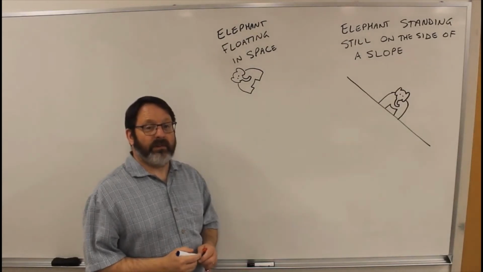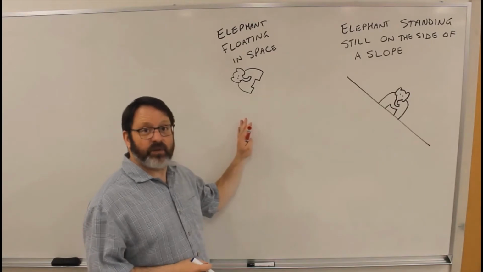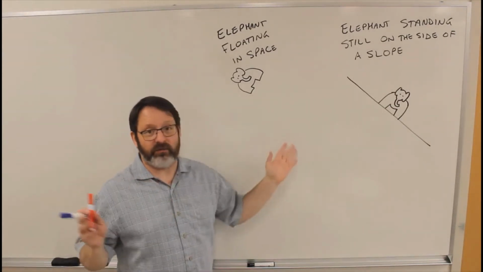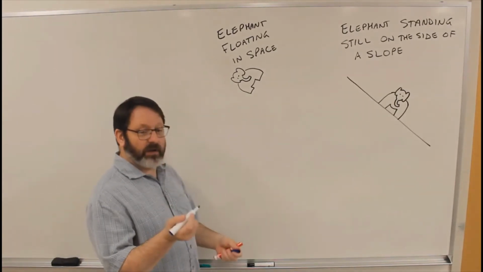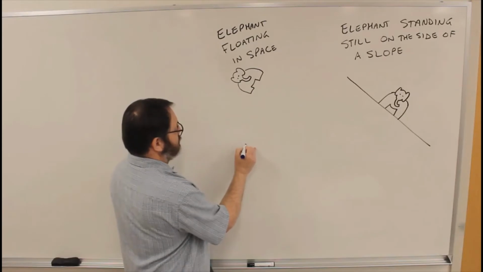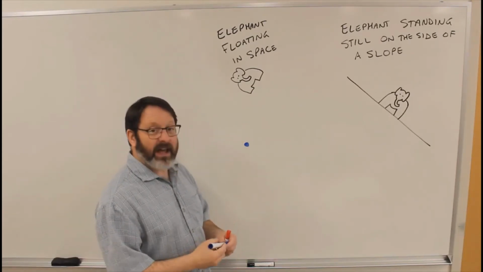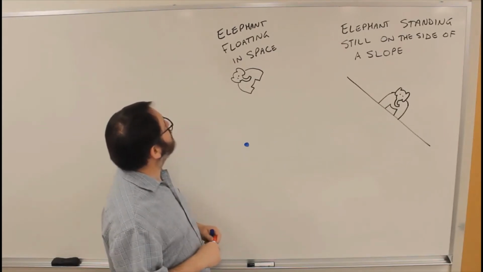Now I'll do a couple of examples of free body diagrams. The first one is pretty simple. This is an elephant floating in space. So far away from anything else, there's an elephant just floating out there. So we always start out by making a dot for the object. And then we add arrows, labeled arrows, to that dot for all the forces.